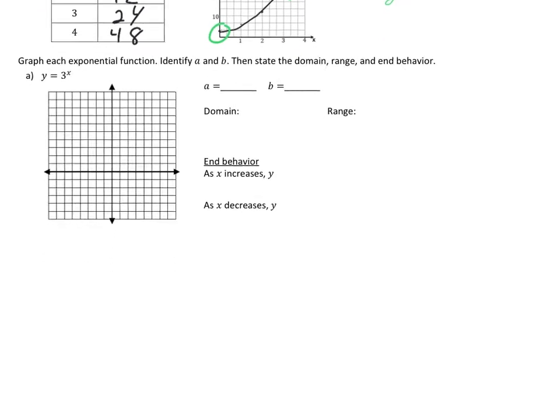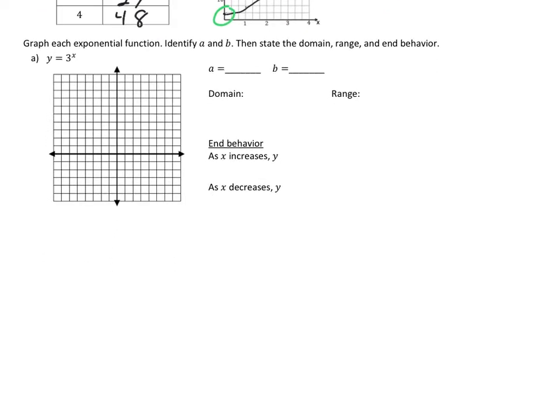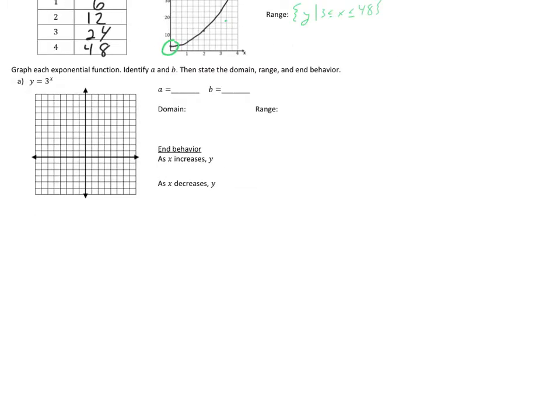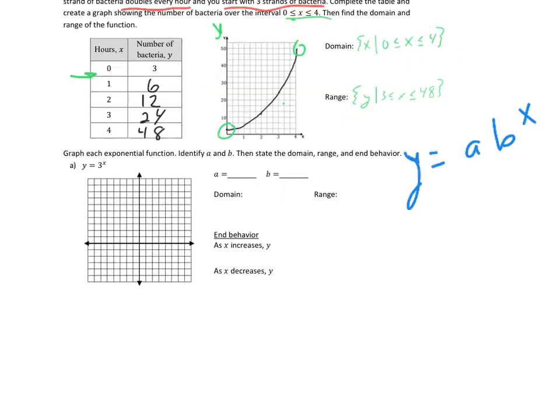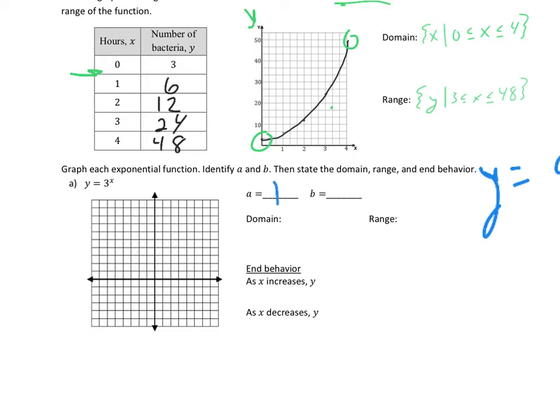Alright, let's do some more problems here. Graph each exponential function, identify a and b, then state the domain, range, and end behavior. Alright, so our function for this one is y equals 3^x. So remember, our formula or parent function is y equals ab to the x power. Alright, so in our given function y equals 3 to the x power, a is 1 and b is 3. So our initial value is 1 and our rate of change is 3.